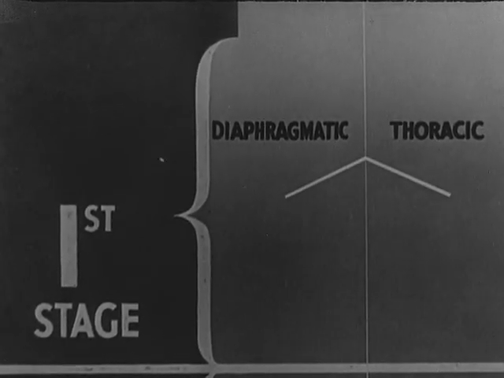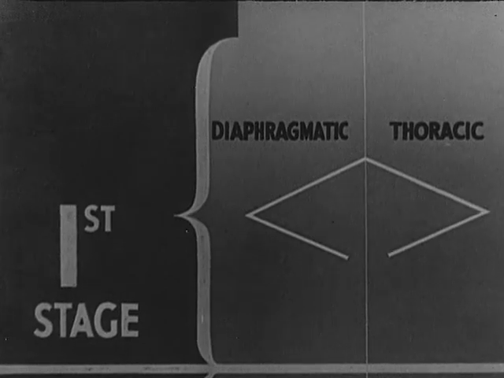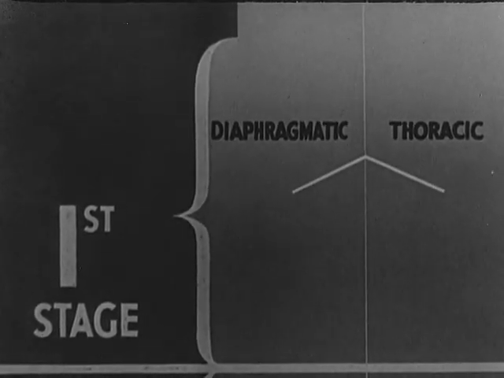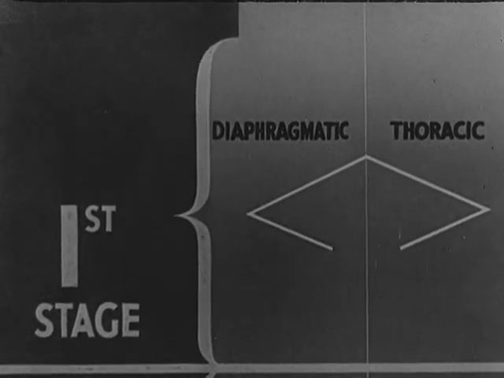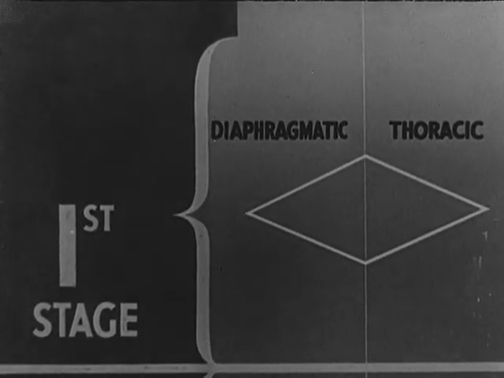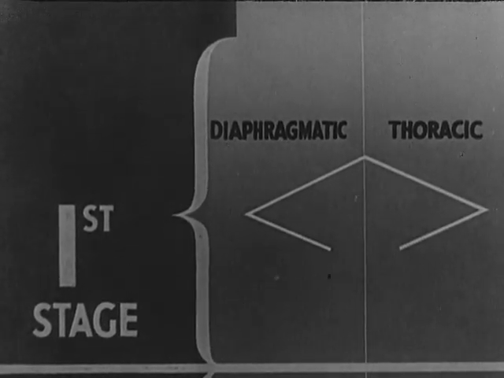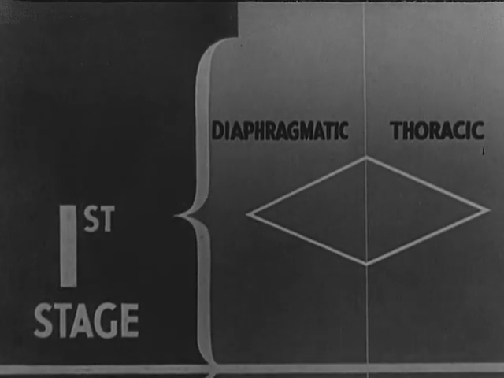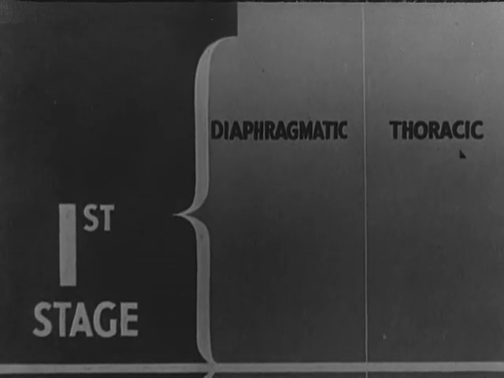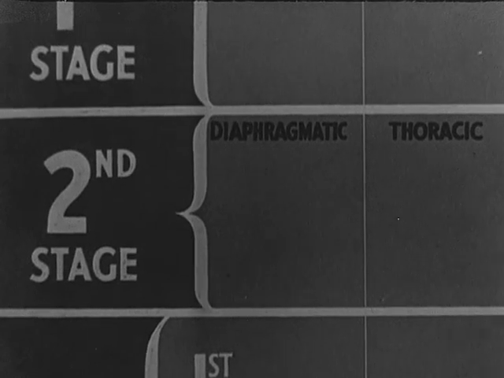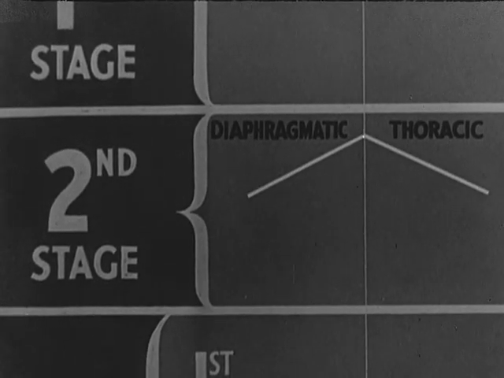In, out, pause. In, out, pause. In the 1st stage, the rate and depth are usually regular, but they may be modified by emotion. In the 2nd stage, they often become irregular.